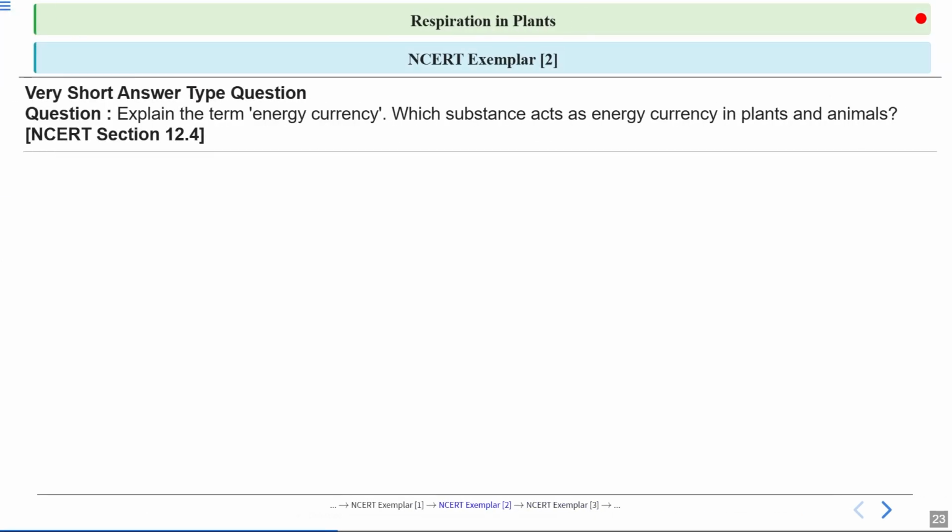So let's look at the next question. Explain the term energy currency and which substance acts as energy currency in plants and animals. Let's look at the solution.